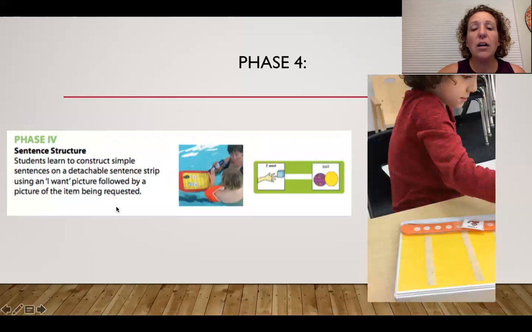Phase 4 is we're doing sentence structure. So students are learning to construct simple sentences on detachable sentence strips. So what this really does, this establishes that different pictures and the things that we're saying mean different things. So we're going to watch this.